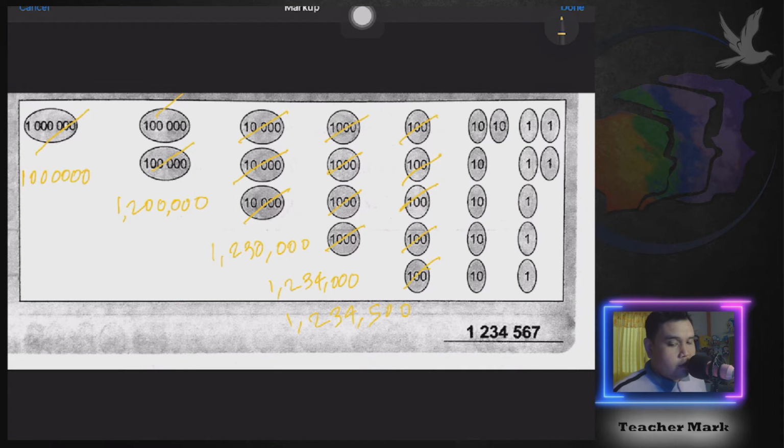Continuing to the tens place, I'm just going to change the color so it will be clear. So we have to continue skip counting by 10. So that's 1,234,510, 20, 30, 40, 50, 60. So that's 1,234,560. And going to the next place value, which is the last place value, the ones. So that's 1,234,561, 62, 63, 64, 65, 66, 67, which we now have here.